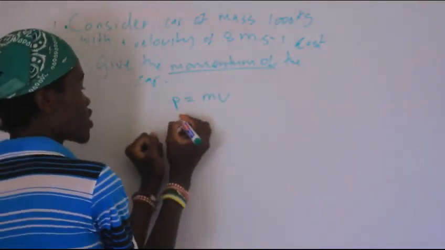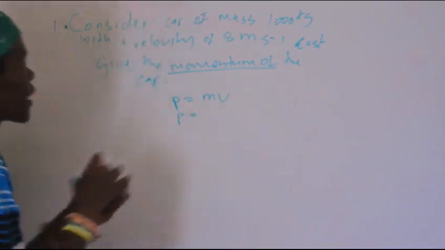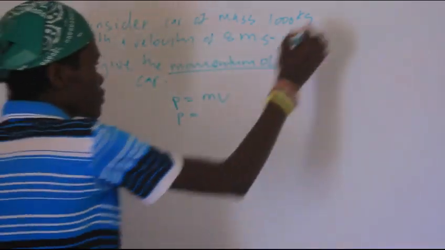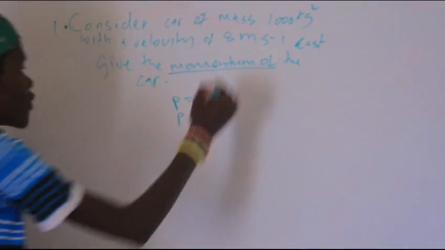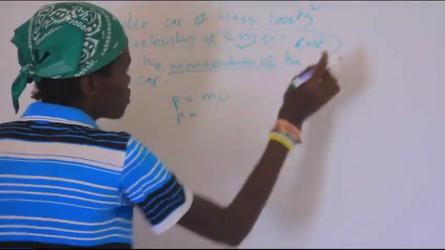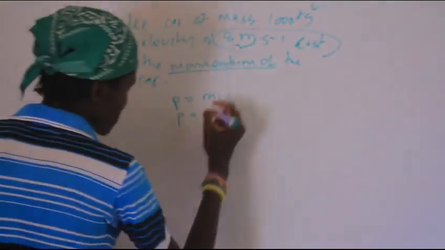So I must not worry about this. I must just say p. Take it down as it is. Né? Mass, we are given. Velocity, we are given. With direction. Né? What is the mass? 1,000 kilograms.